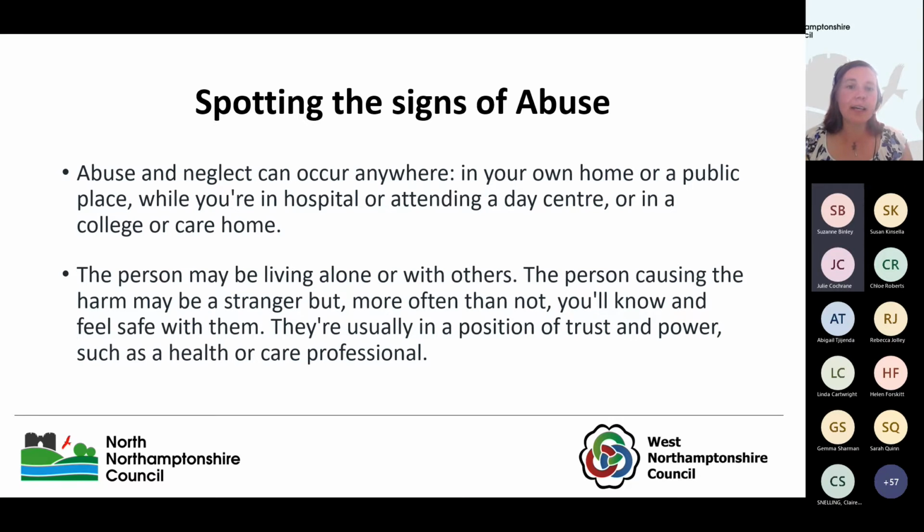The person could be living alone or living with others. The person causing the harm may be a stranger, but statistics show that more often than not, the person is known to the victim. Maybe they've built up that level of trust with the aim of abusing the person longer term. Quite often the person is in some sort of position of trust and power, such as a health and care professional. We do have some unscrupulous health and care professionals out there who do the job for other reasons, so we need to be able to spot that when it's happening.